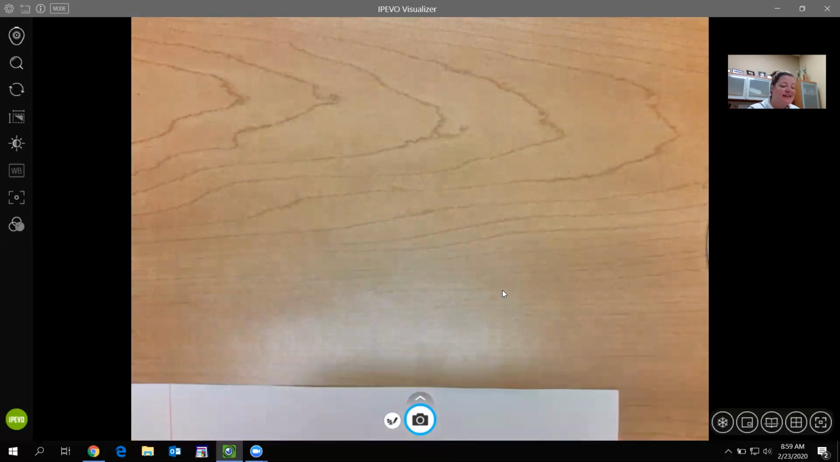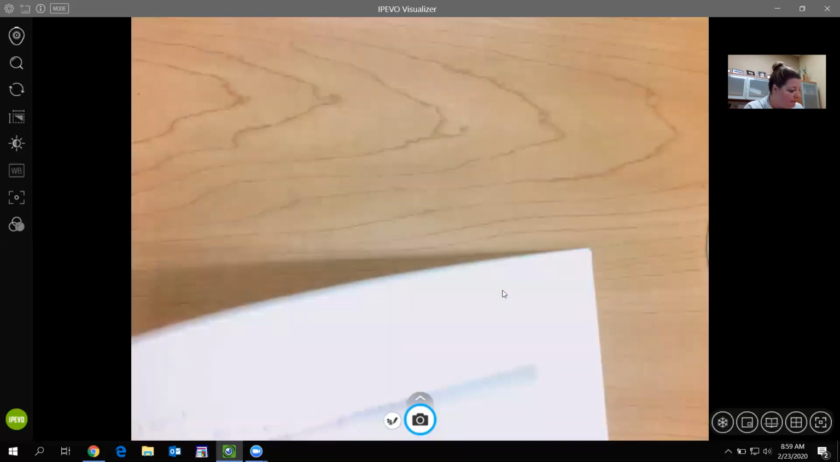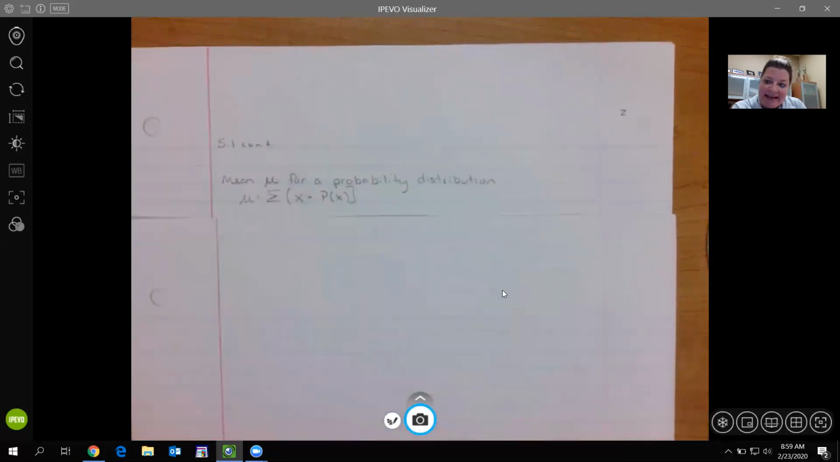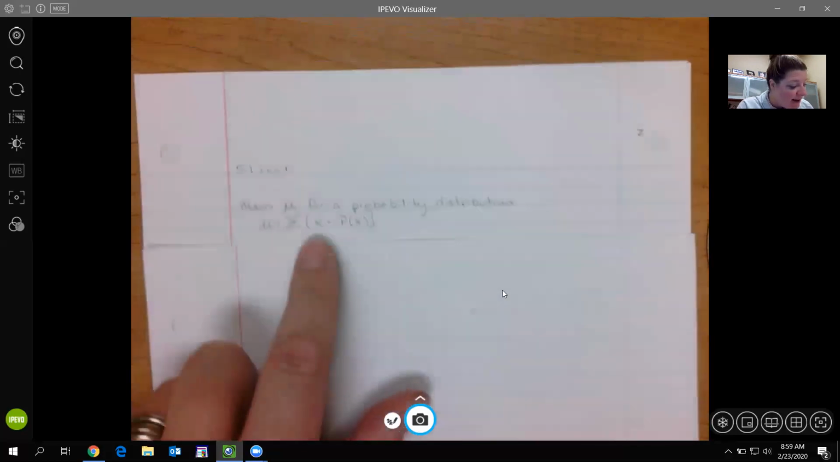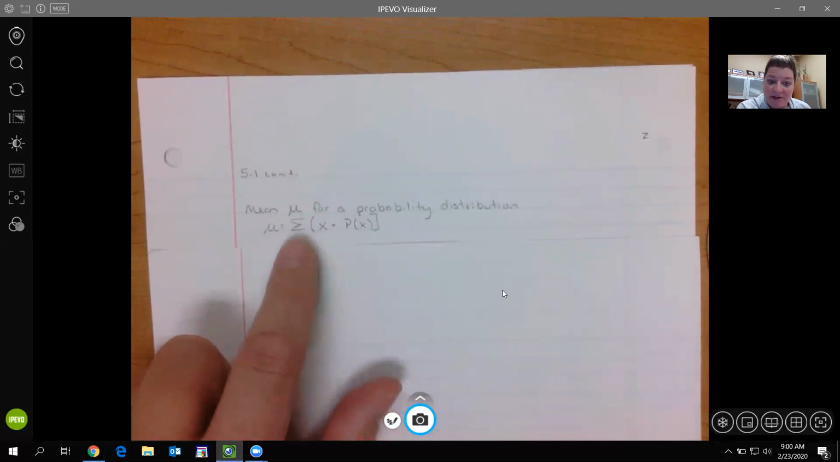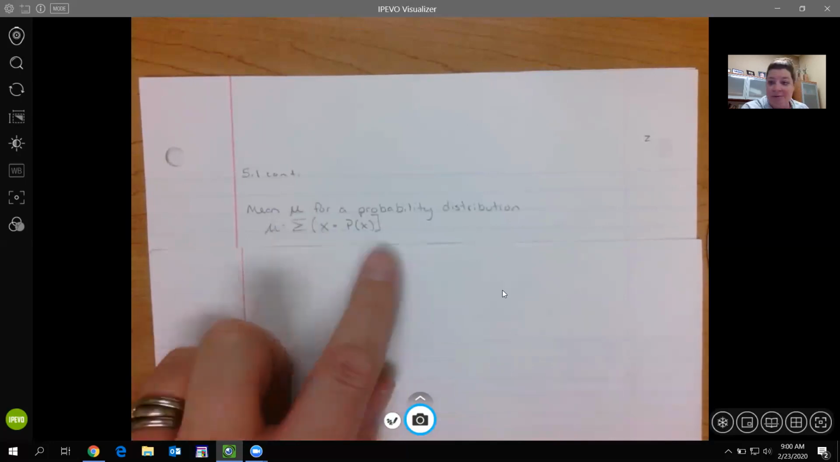Okay, the next thing that you could be asked, it's a little more tedious, is what is the mean of the probability distribution? So now I want to know the average of the probability distribution. The symbols look scary, but this means the mean of a probability distribution. It's a little bit of a cursive u, the Greek symbol mu. And then we're going to do the sum. That's what this symbol means, sigma, it looks like an E but it means sum. So we're going to add up x times the probability.